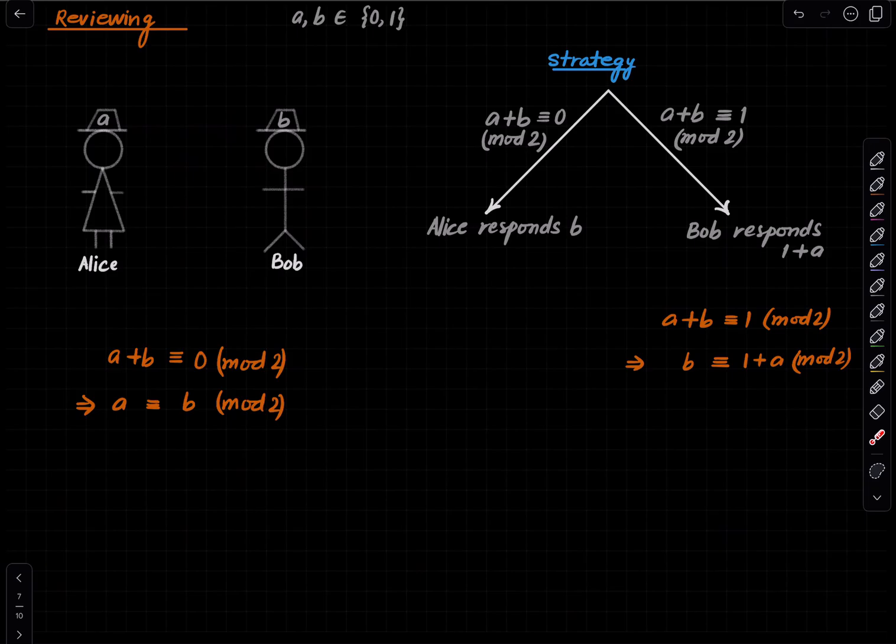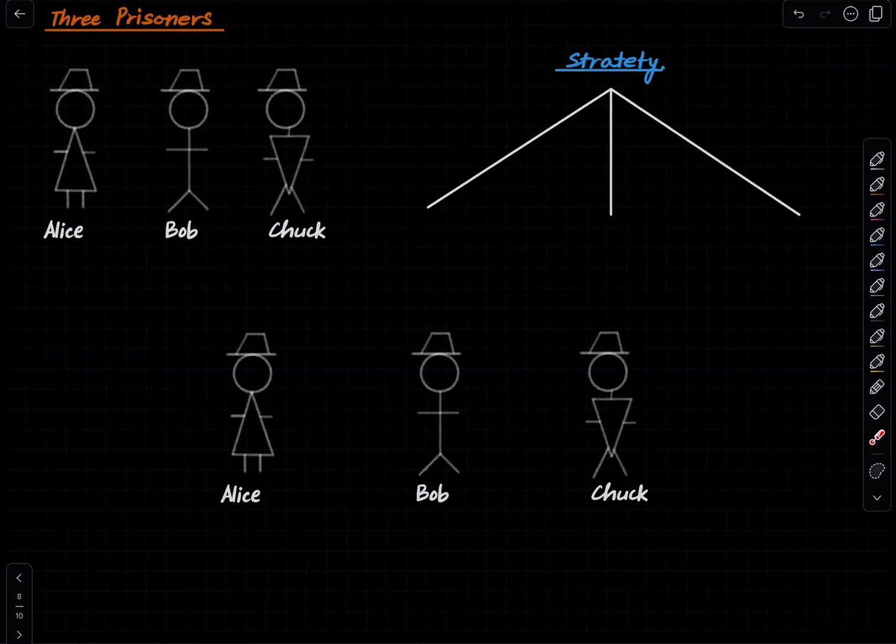And that is exactly what the strategy was in the previous page. Alice was answering what she sees. Bob was answering the flip of what he sees. Okay, I hope so much is clear, and let's proceed. We haven't still solved the rainbow hat puzzle, the full thing. So let's increase the difficulty by 1 notch.